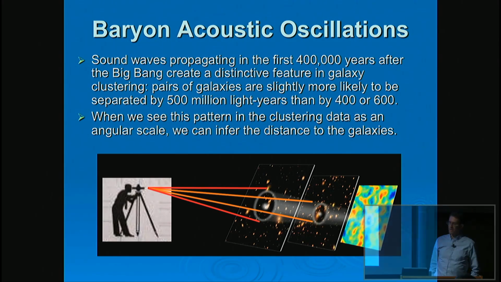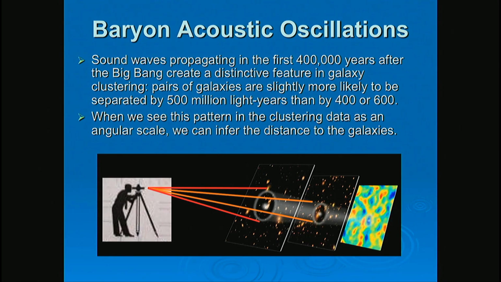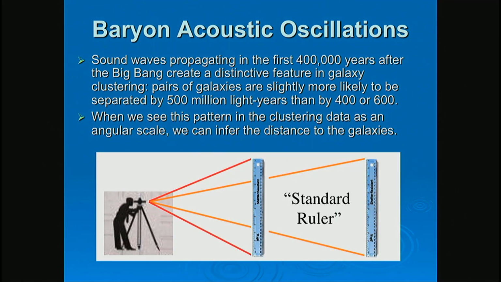So how do we do this? Well, we're doing it with something called the baryon acoustic oscillations. I will explain this in much more detail in the slides coming up, but in brief, sound waves that propagate in the first 400,000 years after the Big Bang, so very early on, create a very distinctive feature in the clustering of galaxies. That feature is that pairs of galaxies are slightly more likely to be separated by 500 million light years than by 400 or 600 million light years. So there's a characteristic scale of the clustering of pairs of galaxies that's imprinted in the early universe. And when we get to see this scale, then we get to infer distances.